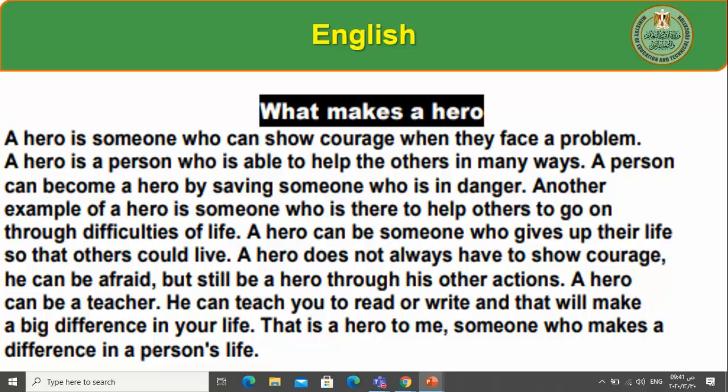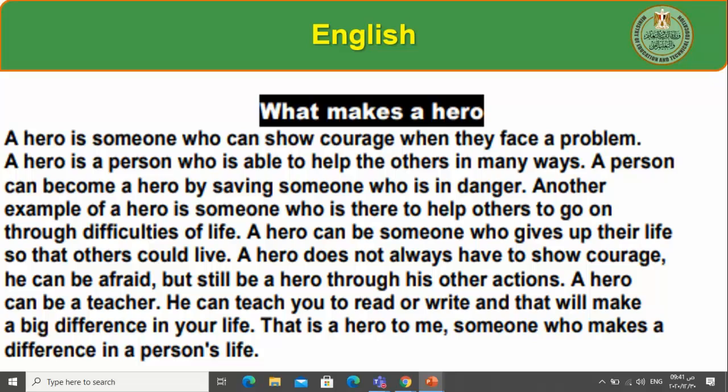في خطر. Another example of a hero is someone who is there to help others to go on through difficulties of life. A hero can be someone who gives up their life so that others could live. ضحى بحياته عشان الناس تعيش. A hero doesn't always have to show courage. He can be afraid but still be a hero through his other actions.